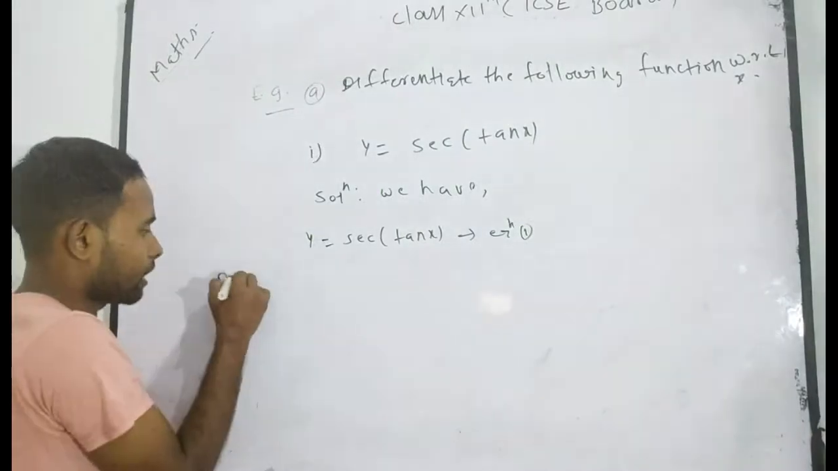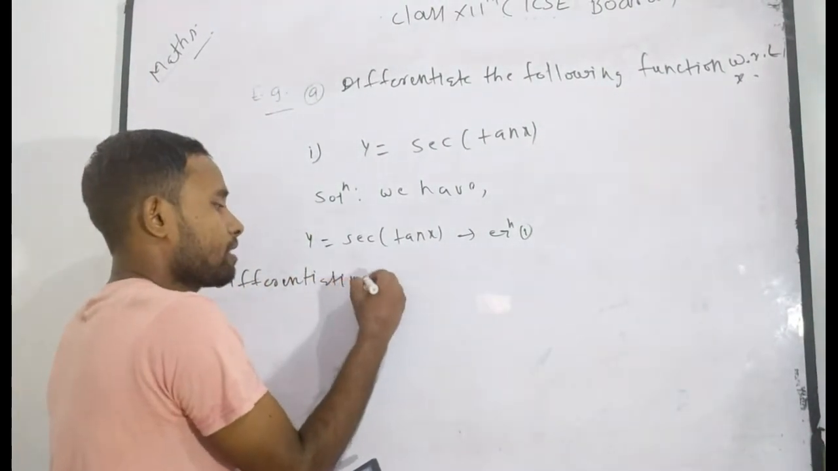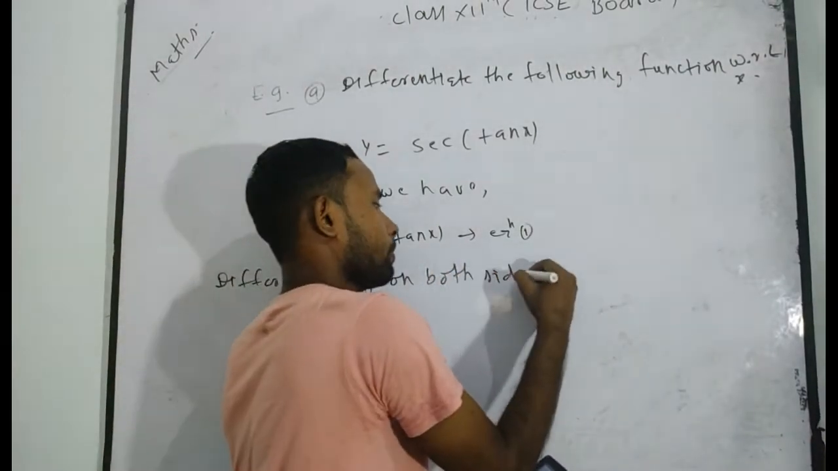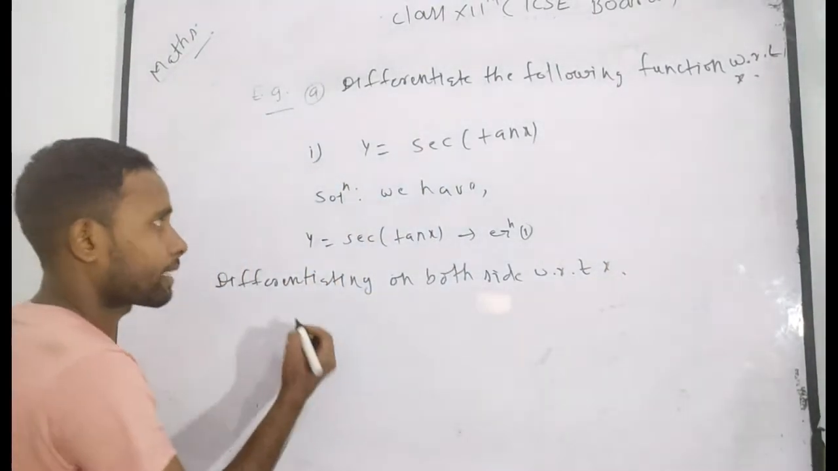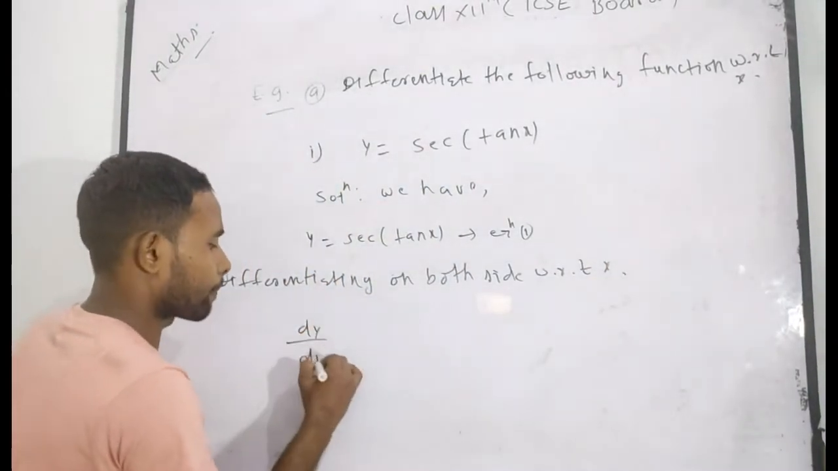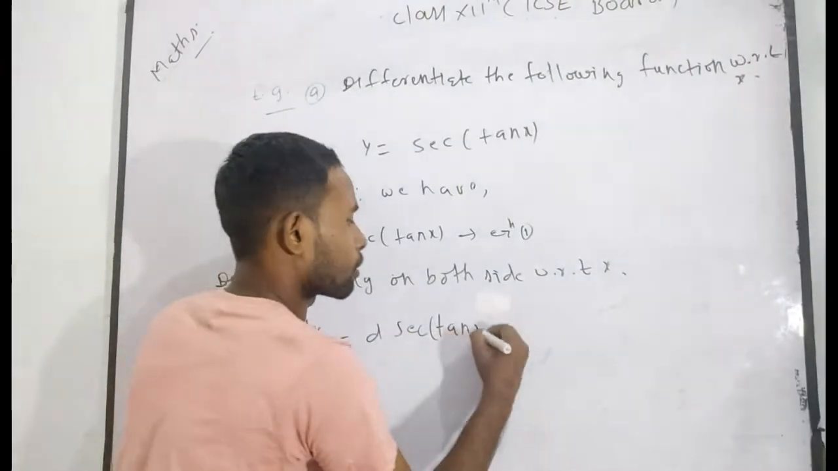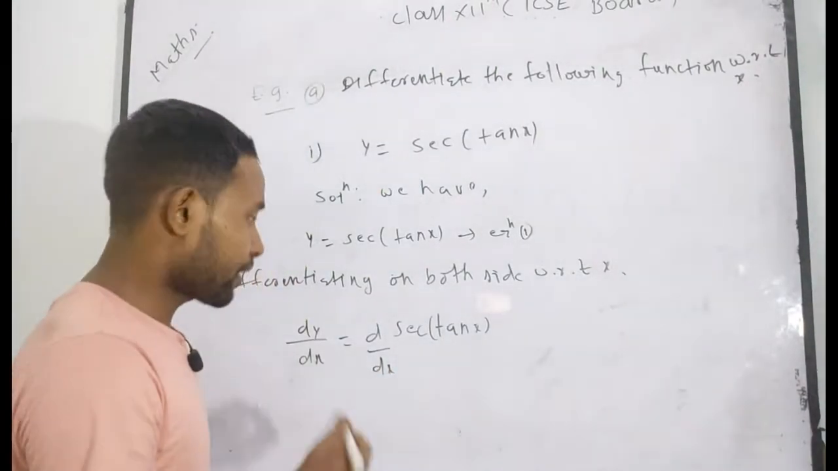Differentiating on both sides, if you wish, you can write here, differentiating on both sides with respect to x. Thereafter, we get dy/dx is equal to the derivative of sec 10x with respect to x. This is my first step.